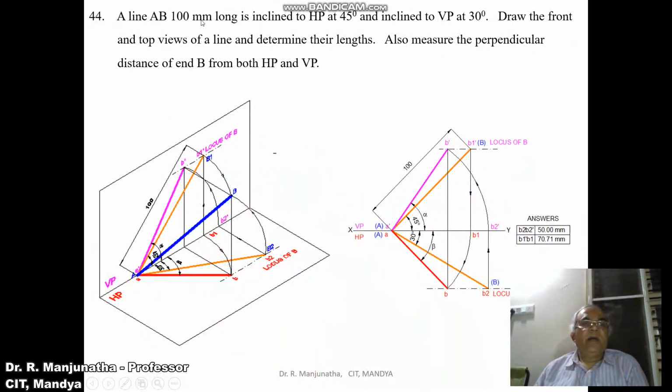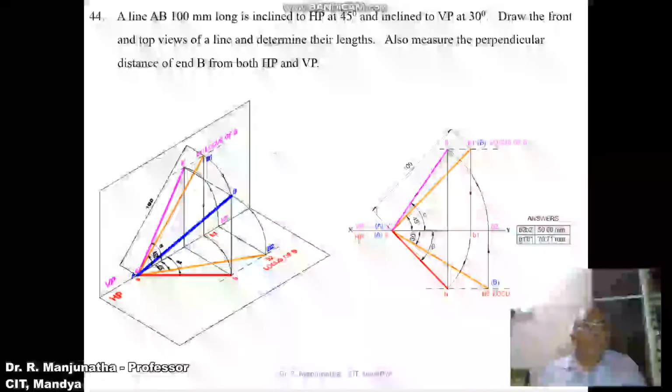A line AB 100 mm long is inclined to HP at 45 degrees and inclined to VP at 30 degrees. Draw the front and top views of the line and determine their lengths. Also measure the perpendicular distance of end B from both HP and VP.